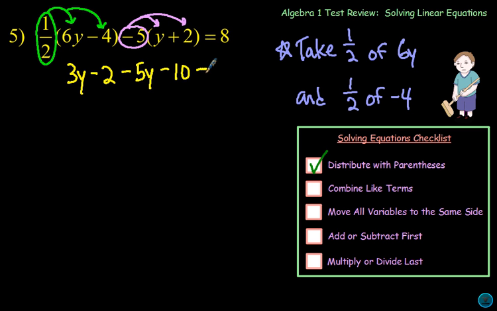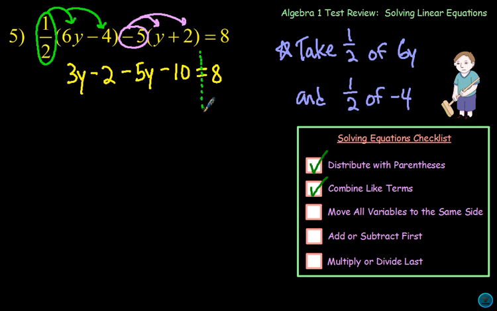And let's copy everything else down here so we get equals 8. All right, so let's check the checklist. So we distributed. Next thing we need to do is combine like terms. So again, what we're looking for is, are there any numbers or any letters that are the same that we can combine and that are on the same side?